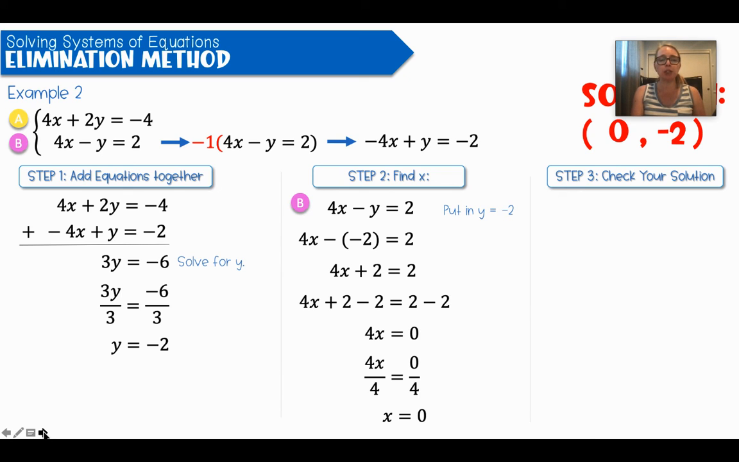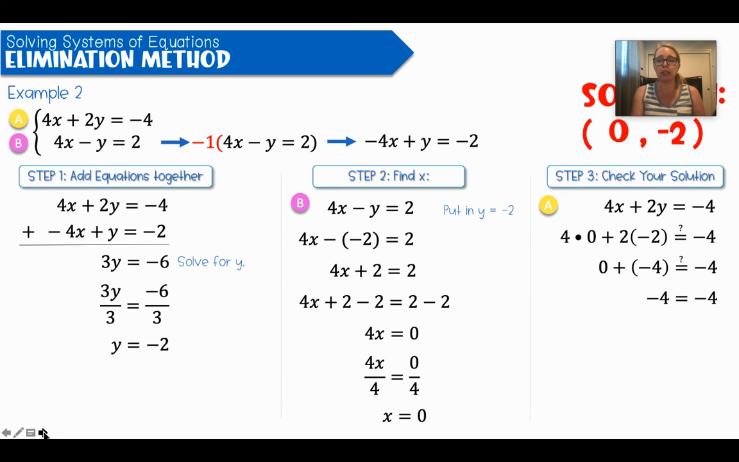So since I used equation B to help me find x, I'm going to use equation A to check my work. So I'm plugging in 0 for x, -2 for y, and simplifying to make sure it makes the equation true. So 0 plus -4 does equal -4, and we know we have the correct solution. That is the end of our video on solving systems of equations part 2, where we had to use multiplication to one of our equations to help us solve.